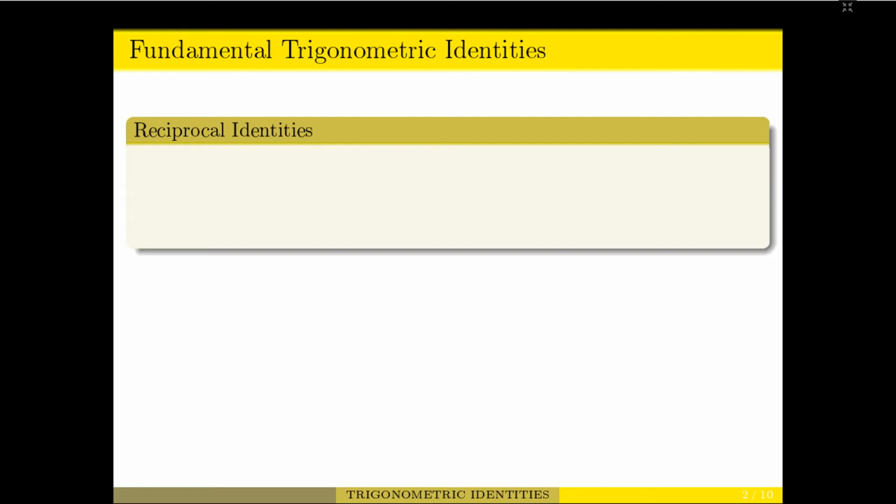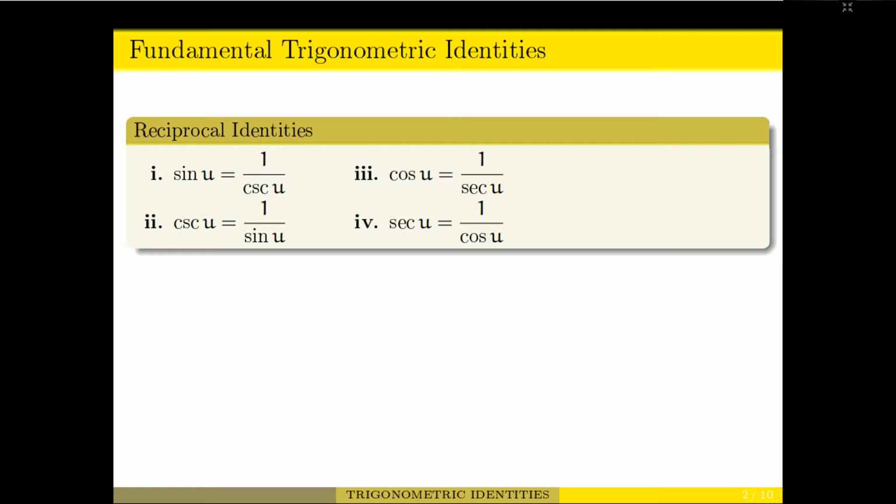First, we have the reciprocal identities. Sine u is equivalent to 1 over cosecant u, because cosecant and sine are reciprocal. The same goes with the following. Cosine u is equivalent to 1 over secant u, because secant and cosine are reciprocal. The same goes with tangent and cotangent.